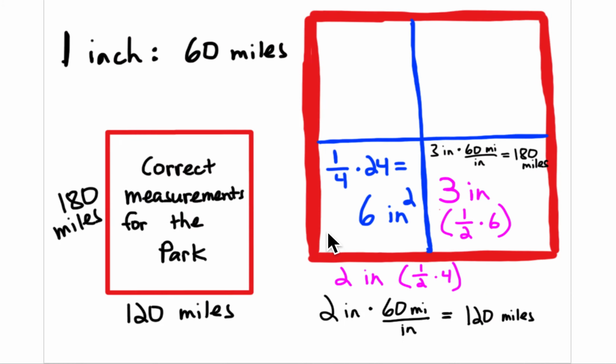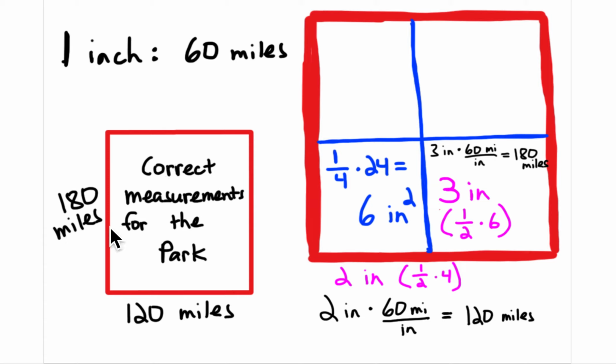So I made a larger drawing here. These are the dimensions, 2 inches by 3 inches. But remember, now instead of that 120 miles fitting across 4 inches, it has to fit across these 2 inches. That means that each inch has to equal 60 miles. So you have 2 inches. 2 inches times 60 miles for each inch equals 120 miles. This is 120 miles. And you have 3 inches times each inch is 60 miles. So 3 times 60 miles is equal to 180 miles. So 3 inches times 60 miles per inch equals 180 miles.